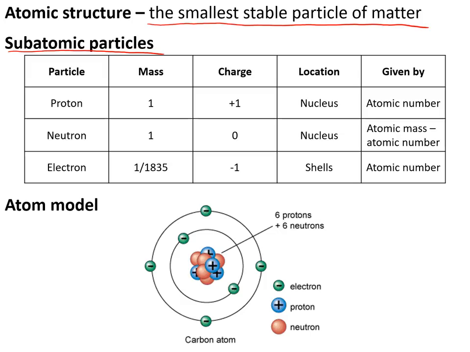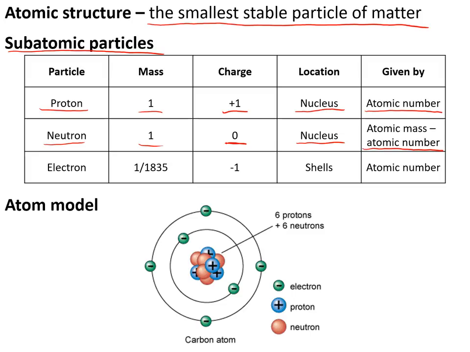So to start with a proton, protons have a mass of 1 and a charge of +1. We find them in the nucleus of an atom, and the number of them is given by the atomic number, more on that later. We have neutrons. Neutrons have a mass of 1 and a charge of 0. That's why they're called neutrons, because they are neutral. They are also found in the nucleus, and the number of them is given by the atomic mass, take away the atomic number.